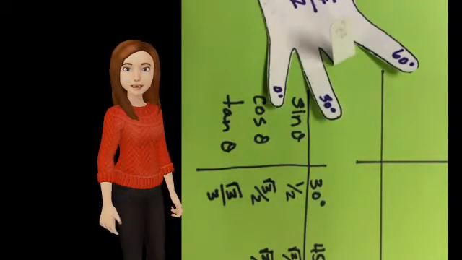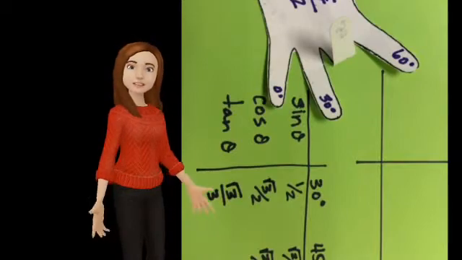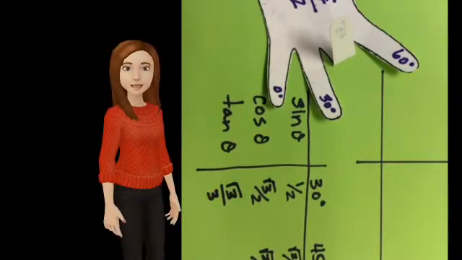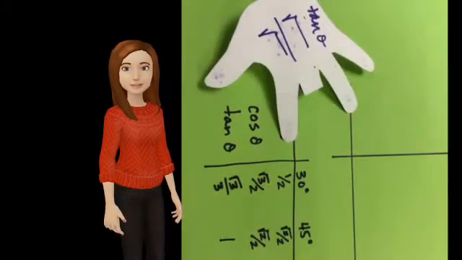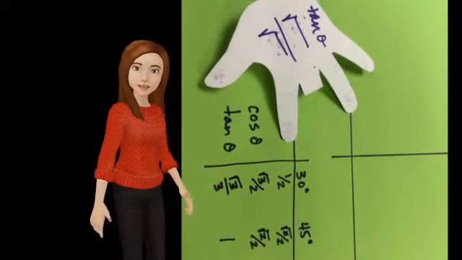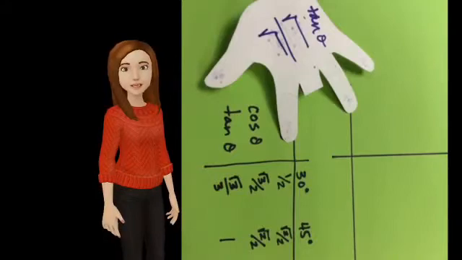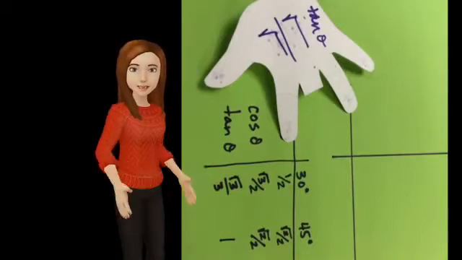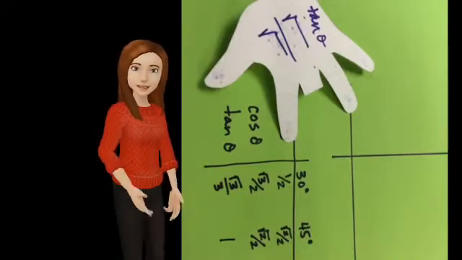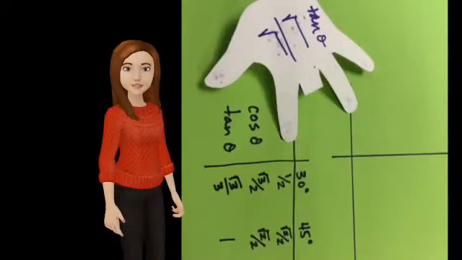Let's try that again with 45 degrees. Select the angle finger when looking at your palm. Now flip your hand over. Take the square root of the top divided by the square root of the bottom, which results in square root of 2 divided by square root of 2. Simplify that to see that tangent 45 degrees is equal to 1.